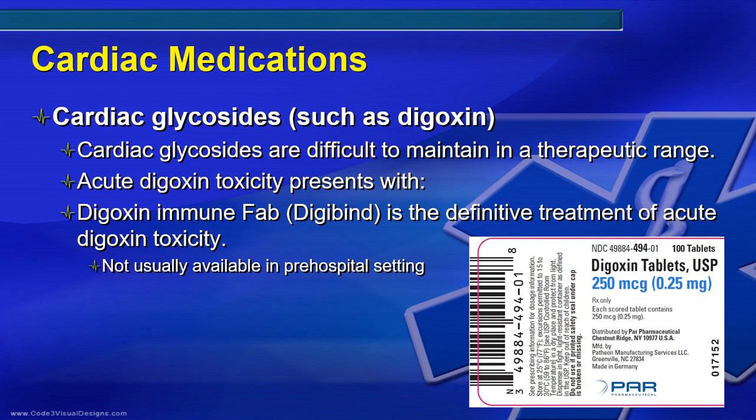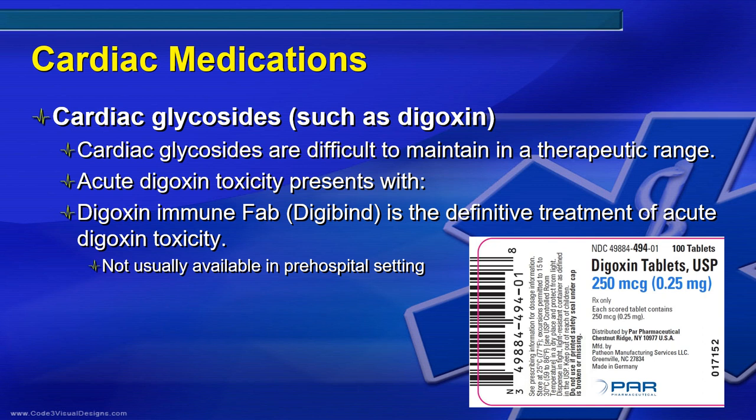Another group of cardiac medications include cardiac glycosides. These are particularly problematic to maintain within therapeutic range. Digoxin has a very narrow therapeutic range, and it may be difficult for the patient to remain at a level where the medication is providing its therapeutic effect and not increasing to a toxic level.